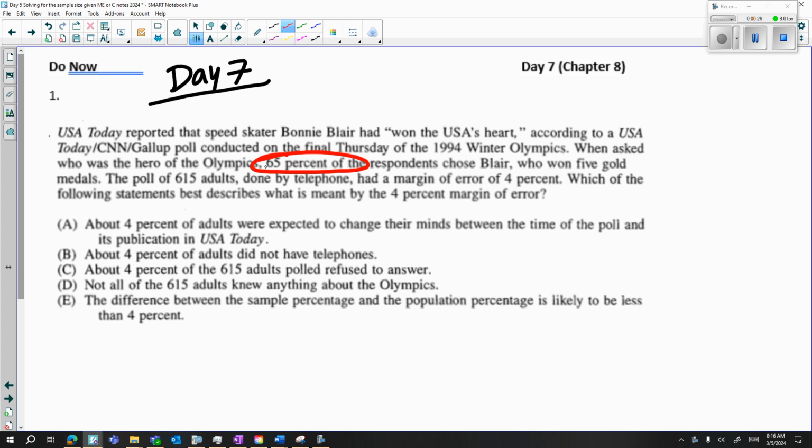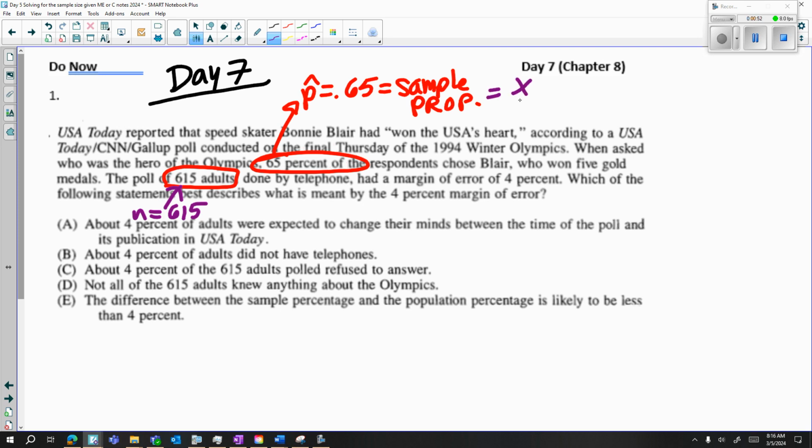What's that? That's p hat. That's the sample proportion of people who felt that Bonnie Blair was the hero. The poll of 615 adults, what's that? That's the sample size, and it was done by phone. So we could actually calculate the X value of that if we wanted to. It would have been out of 615. We would have multiplied 615 by 0.65 if we wanted to.